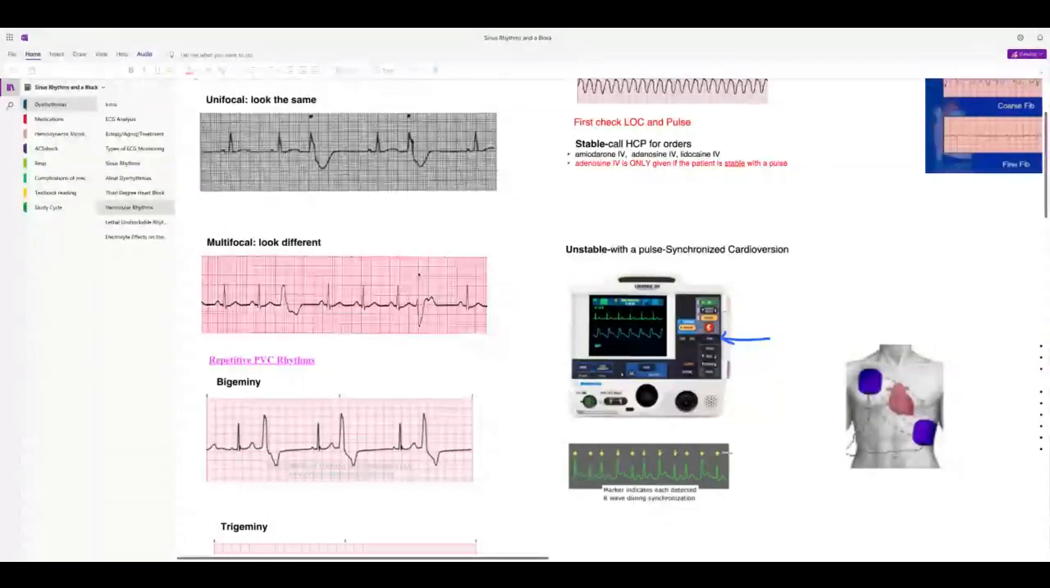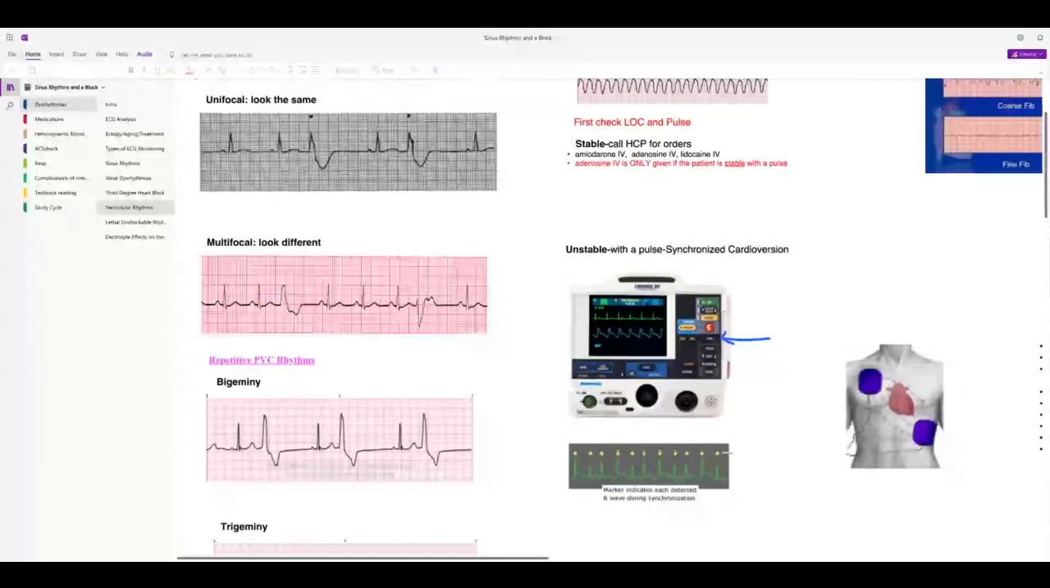Okay, now I'm a little bit more worried about multifocal than I am about unifocal, because multifocal means there's like two areas of the ventricle that are stressed, okay? Whereas unifocal means just one little area is stressed, okay?